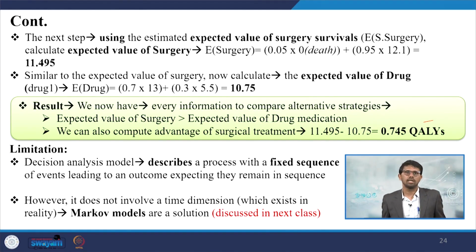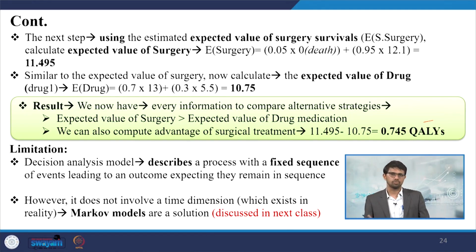The decision analysis model describes a process with a fixed sequence of events leading to an outcome, expecting they remain in sequence. However, it does not involve a time dimension which exists in reality, and since discounting is also attached to the time dimension, its sequences should have been discounted by a time factor. That can be derived by using the Markov models. In the next class we will be actually doing it with some solutions.